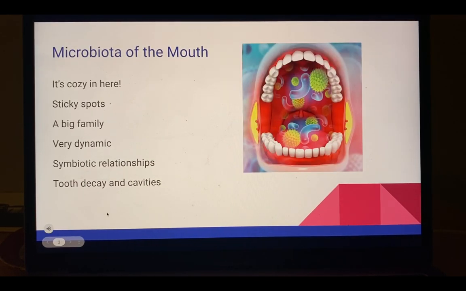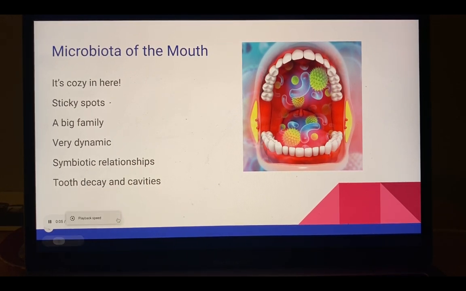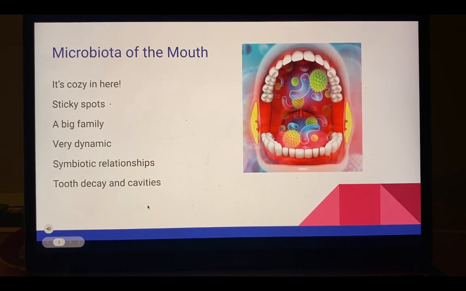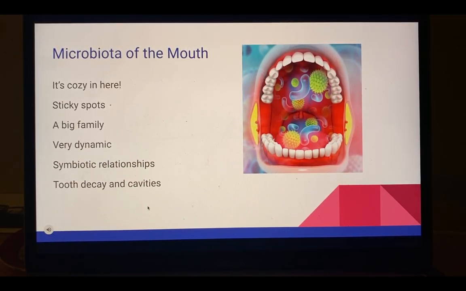The mouth is a cozy place for some microorganisms because of its availability of water and nutrients, its neutral pH, and its warm temperature. Some microorganisms in the mouth can resist the mechanical removal from chewing and swallowing by adhering to surfaces such as gums and teeth. Others get swallowed or shed by epithelial cells.